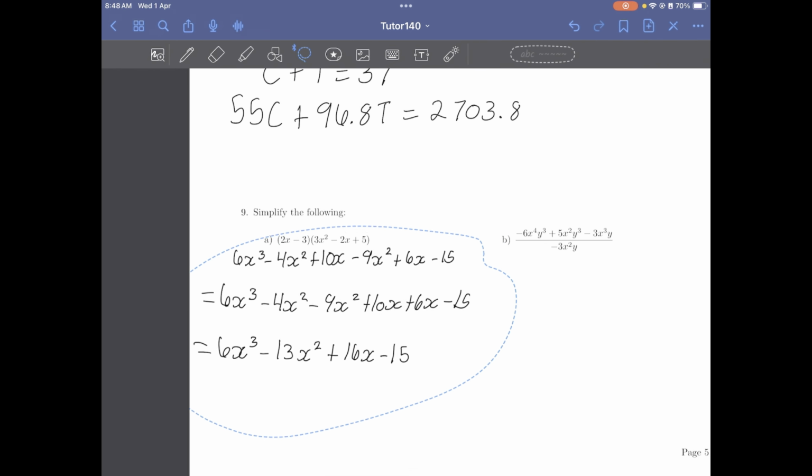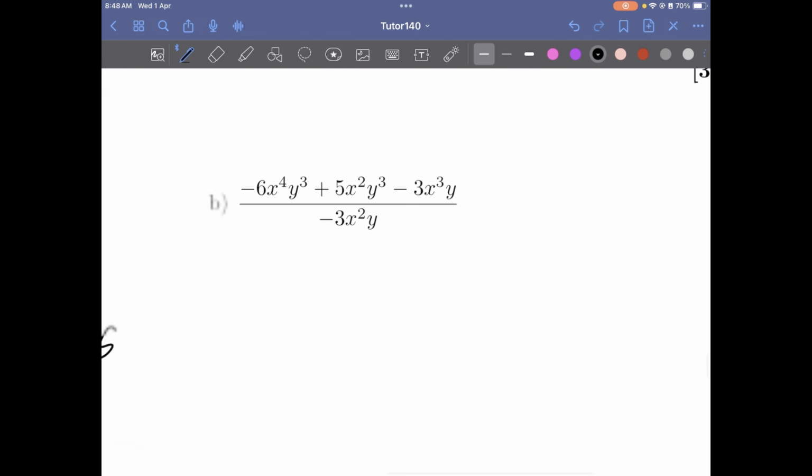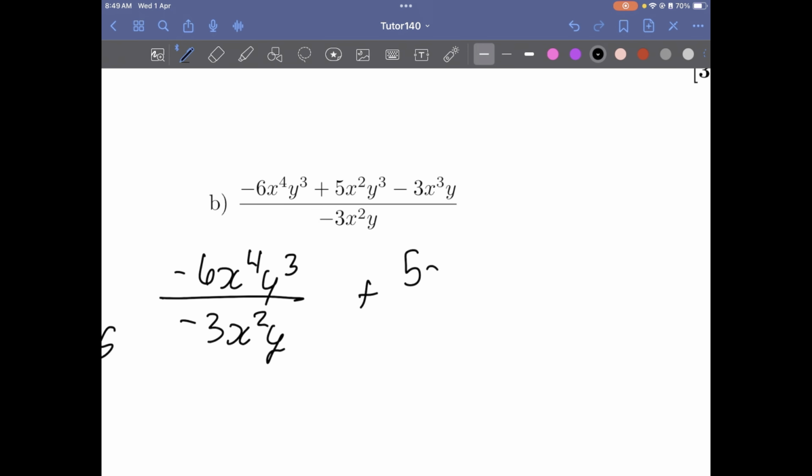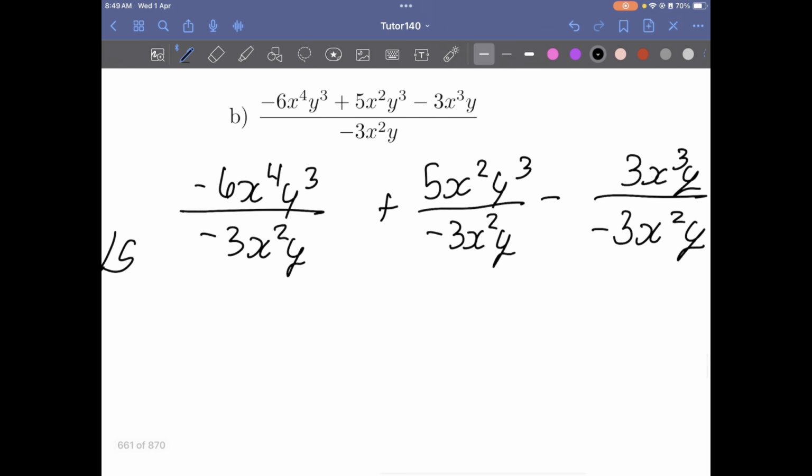And we're going to just make this a little bit... bring this over. Okay. For this, I just like to split it up. So I would say negative 6x to the power 4 y cubed divided by minus 3x squared y plus 5x squared y cubed divided by minus 3x squared y minus 3x cubed y divided by minus 3x squared y. Okay. Now, that's equal.